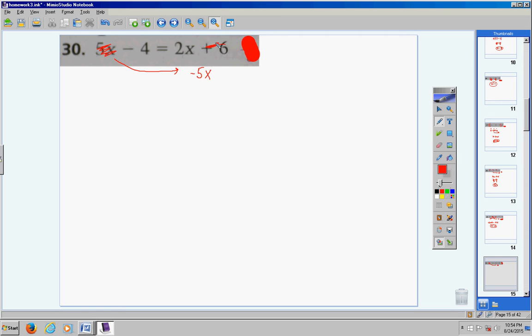Let's bring the positive 6 over here, and it becomes a negative 6. So I have negative 4, negative 6 equals positive 2x, negative 5x. Alright? Negative 4, negative 6, you owe me 4, you owe me 6. Now you owe me $10. Positive 2, negative 5, you owe me 5, you pay off 2, you still owe me 3, so negative 3. Now, simplify. We simplified both sides, now divide by the coefficient.